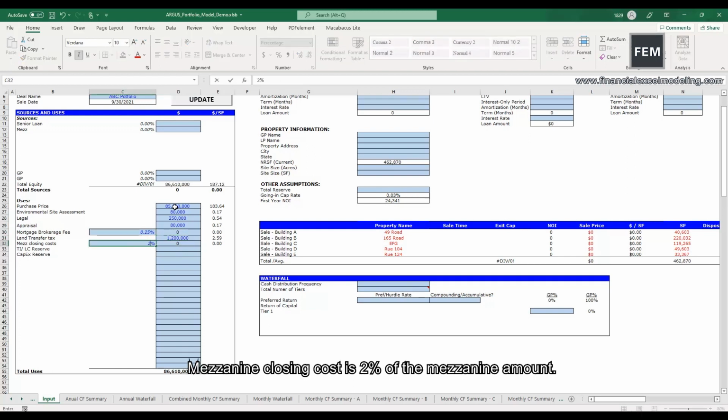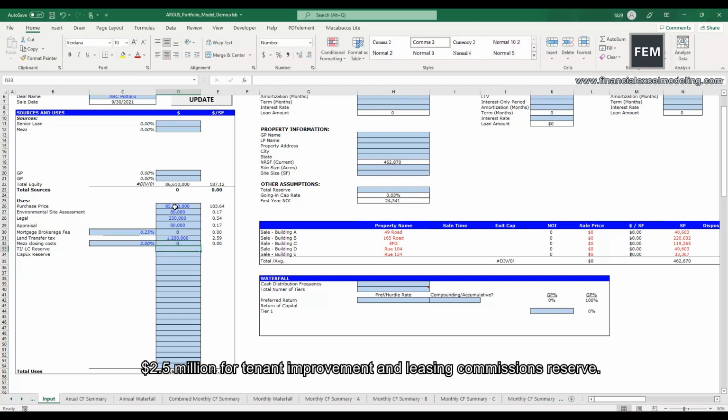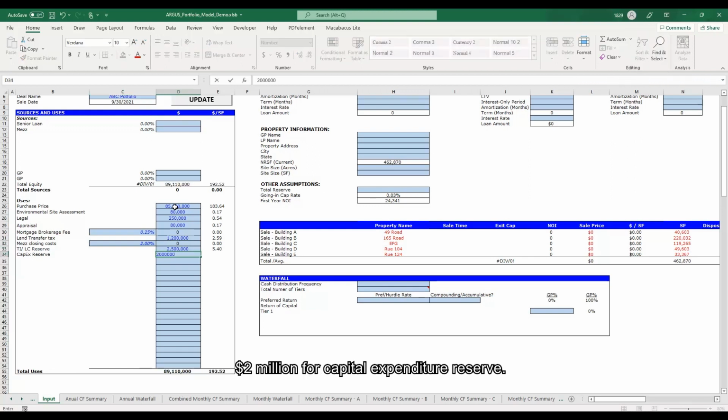Mezzanine closing cost is 2% of the mezzanine amount. $2.5 million for rent improvement and leasing commissions reserve. $2 million for capital expenditure reserve.